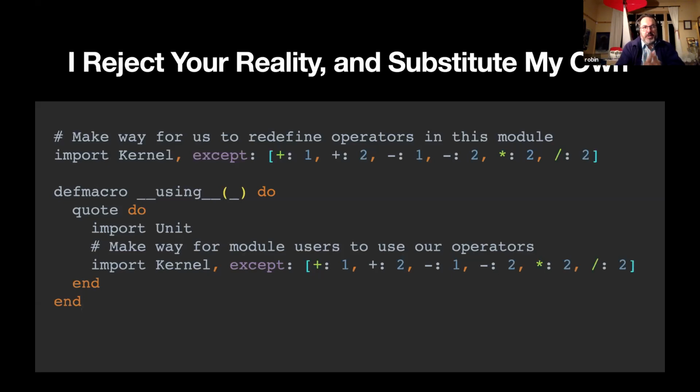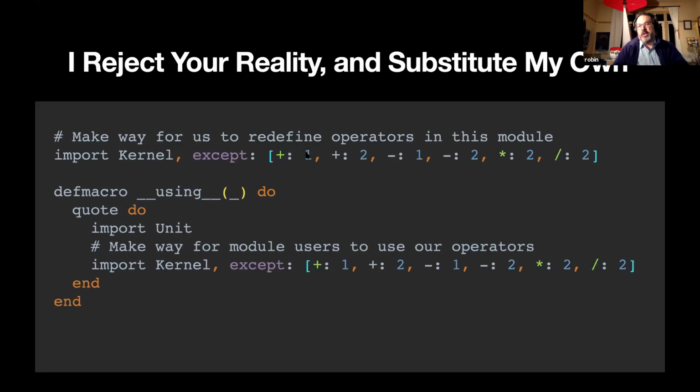So what we're going to do is, this is inside our unit module. The first thing we need to do is, because we're actually going to define functions that are called this, we have to not import them from the kernel. Otherwise, when we write a definition for plus in our module, it'll say, well, hang on, your kernel's already got a plus, so you can't use that here.